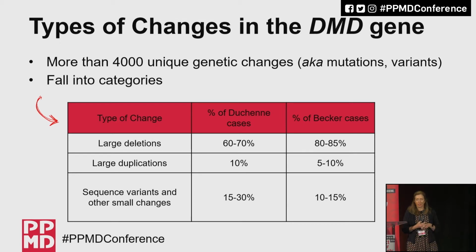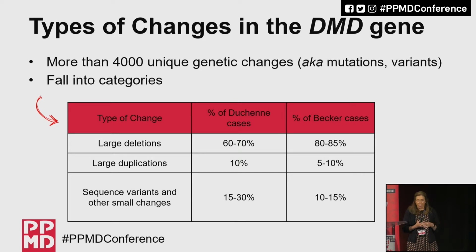But most of the changes in the DMD gene fall into three main categories. There's large deletions. That's the majority of Duchenne and Becker patients. So that means there's an entire exon or several exons deleted.